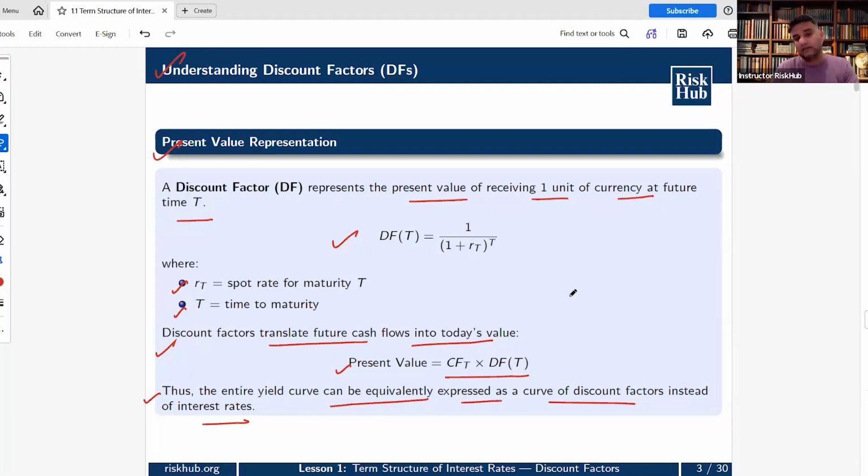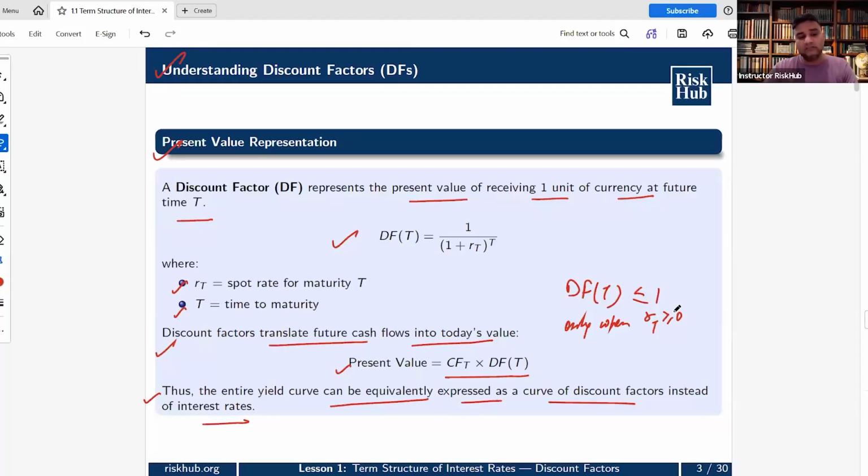I'll add one clarification. DF of t, the discount factor of t, is less than or equal to 1 only when R sub t is greater than or equal to 0. Under a negative rate, the discount factor exceeds 1. Also, t in the exponent must be measured on the same day count basis used to quote R sub t. A rate quoted on actual by 360 and a t measured on 30 by 360 will not agree.